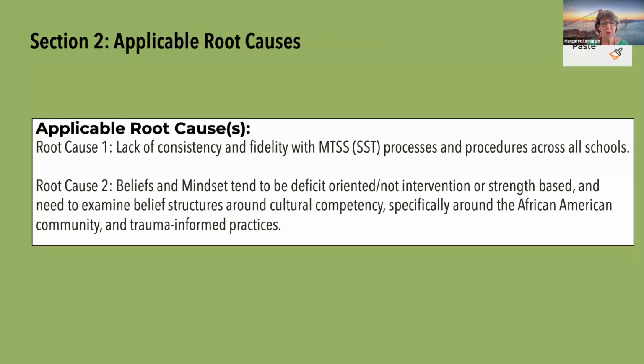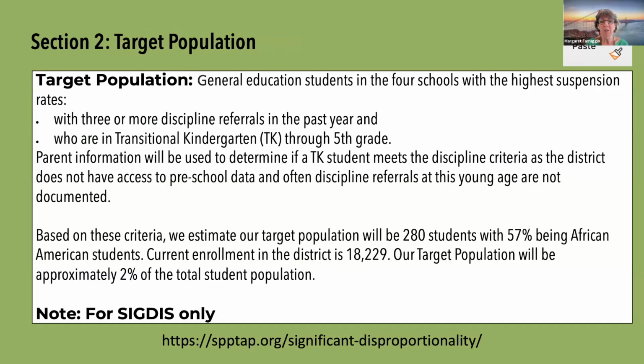So we're still in section 2, but we're going to add the root causes. This LEA had only 2 root causes, and both of them are related to the first high leverage strategy. So both of them are listed under the applicable root causes for that high leverage strategy. Now we will discuss the target population, an area where LEAs often struggle.